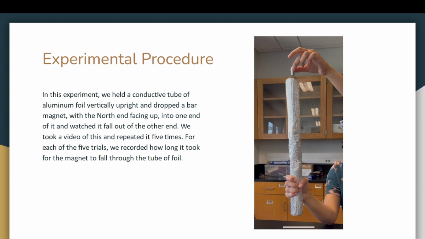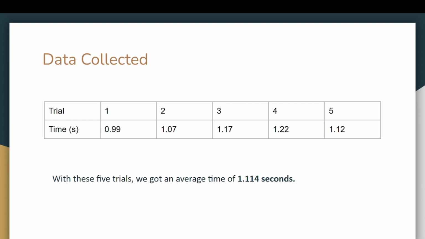For this procedure, we held a conductive tube of aluminum foil vertically upright and dropped a bar magnet with the north end facing up into one end and watched it fall out the other end. We took a video of this and repeated it 5 times. This is the data that we collected for the 5 trials. This averages out to 1.114 seconds.